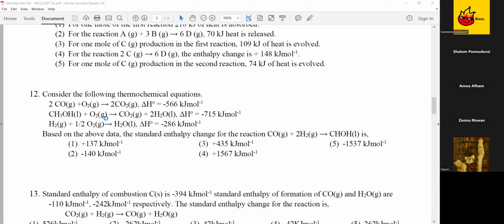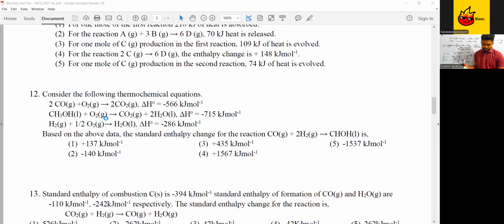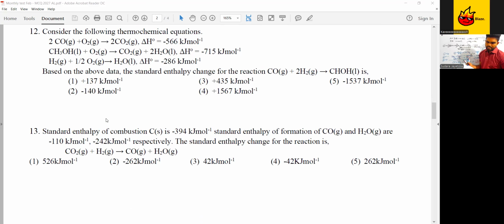Okay, now let's go to the third question. It came from energetics. Now another topic we concluded in January is defined enthalpies. So here it is asking standard enthalpy change of combustion, formation, everything are given, and they're asking you to find the enthalpy change of this equation. Okay, let's try to solve that problem.